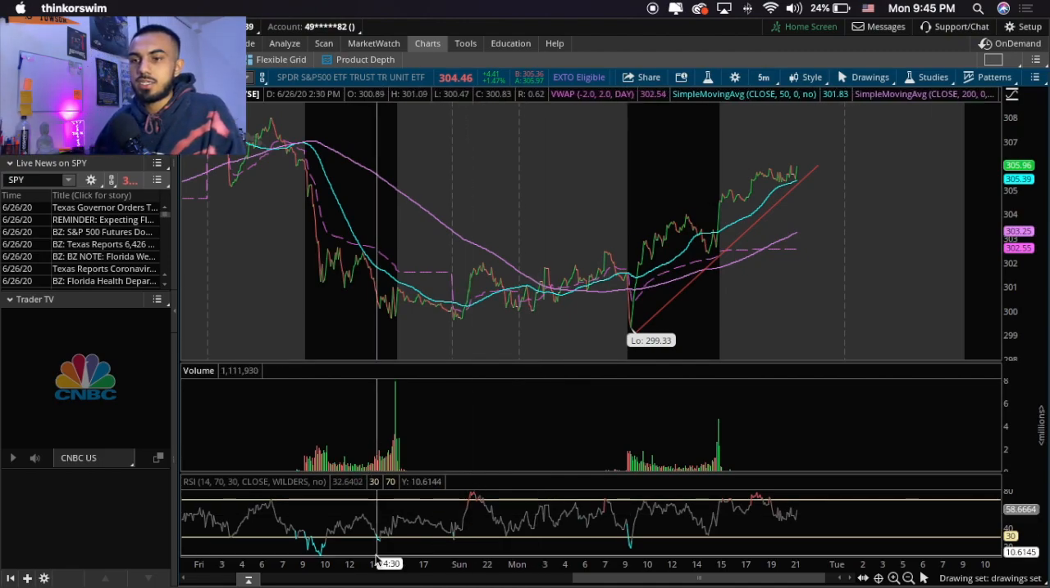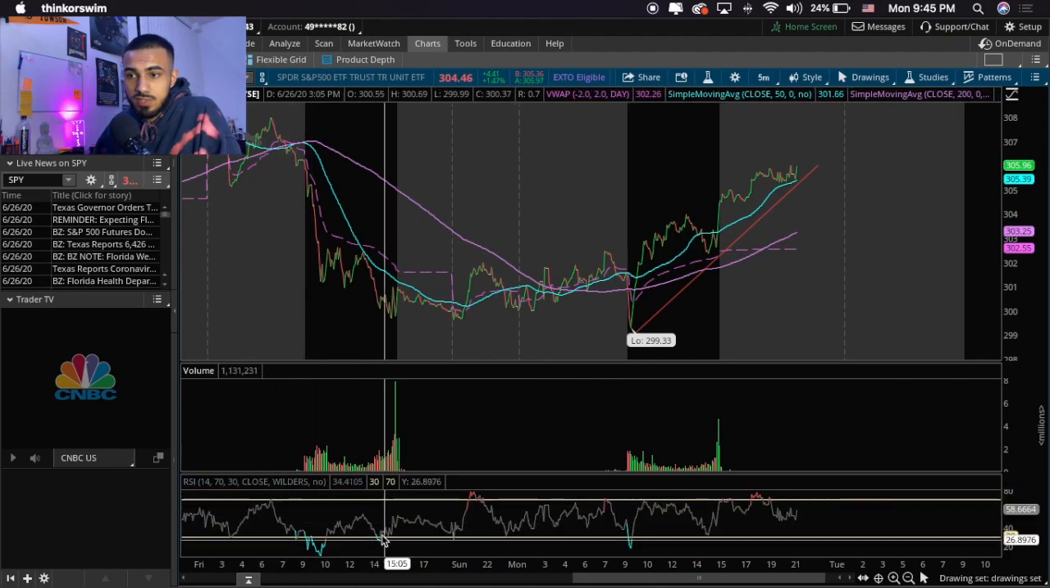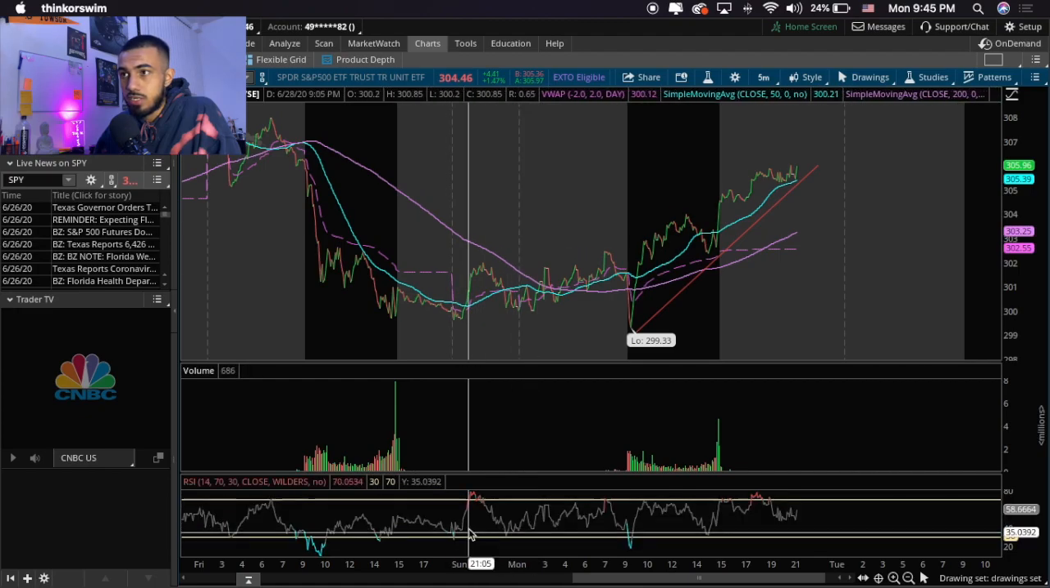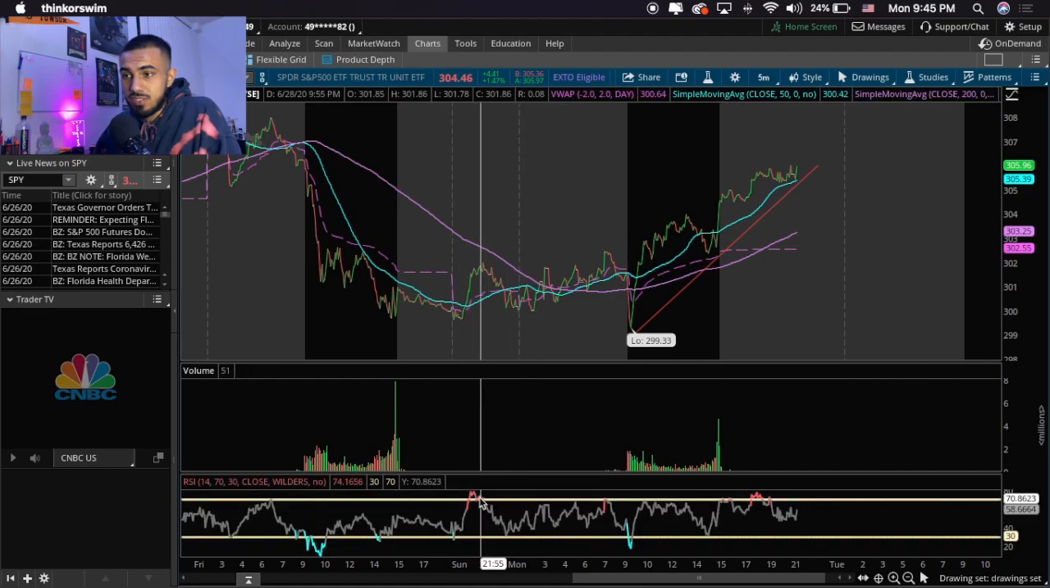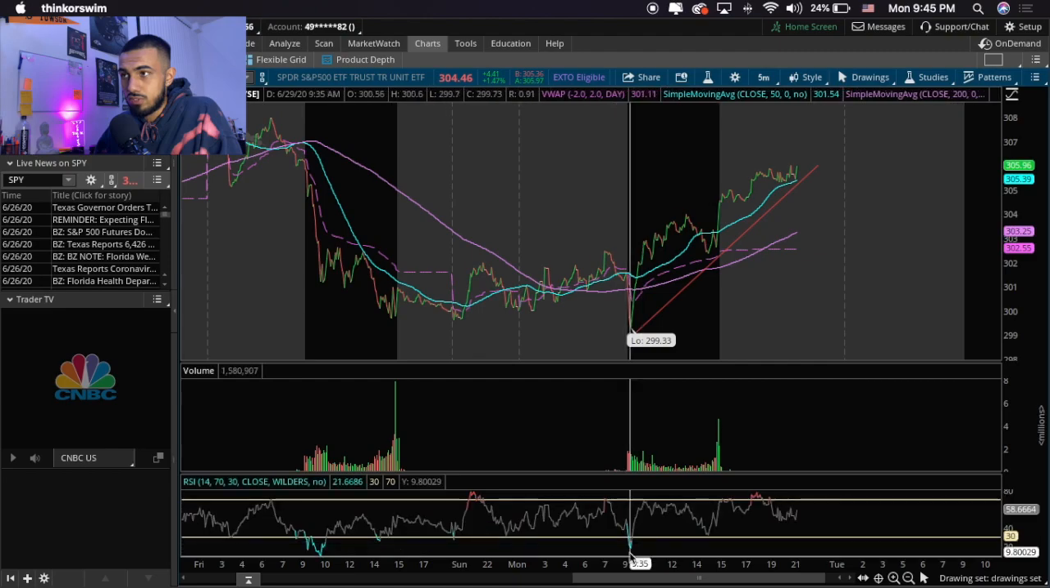And what I mean by that is, if you look here, we see two lines on the RSI. So when you're in the middle of these two lines, you're in a healthy area, okay? When you're above the 70 line, you go to overbought area. When you're below this 30 line, you go to oversold area.